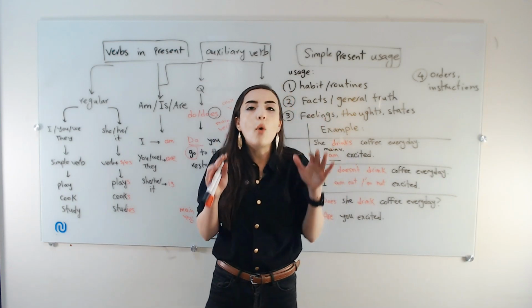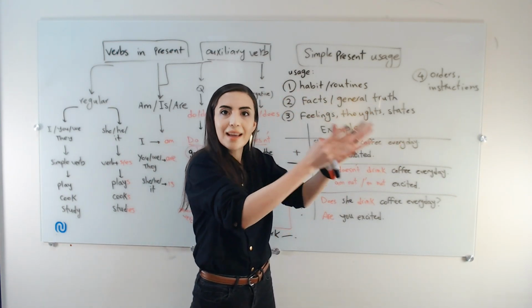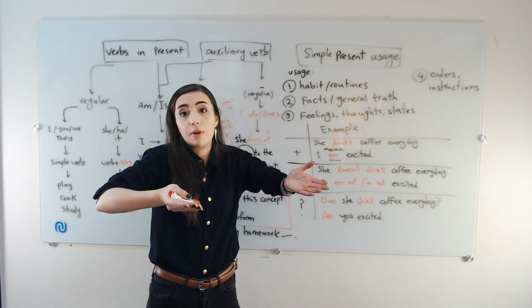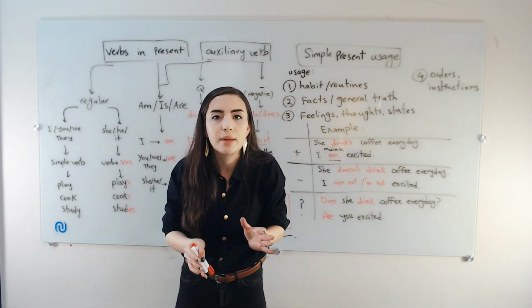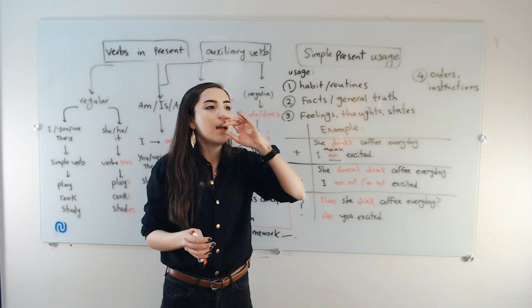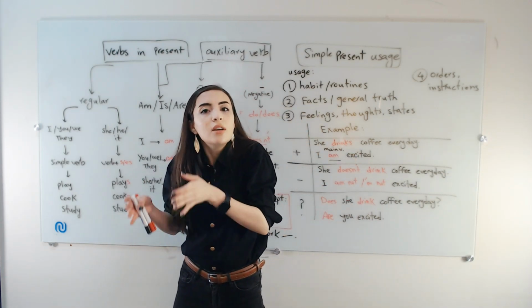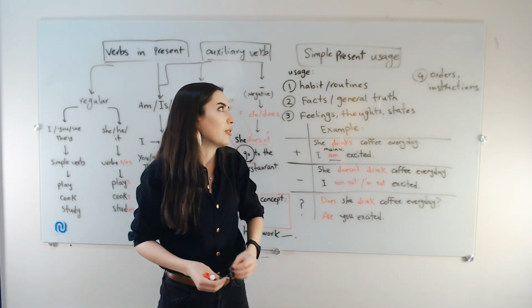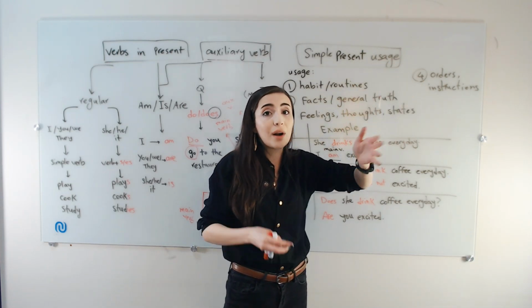Number 4, for orders and instructions. So orders, follow the rule. You see, follow. I'm ordering someone to do something. So this is the simple form of the verb. Or instructions. For example, when you are giving a recipe to someone to bake a cake, and you say, first, add this. Second, mix that. Third, do blah blah. You see, you are using the simple form of the verb. So again, for this case, we use simple present again.